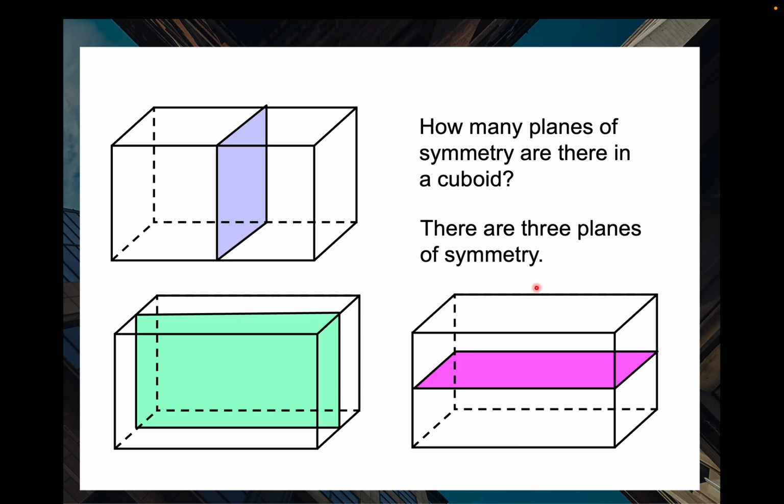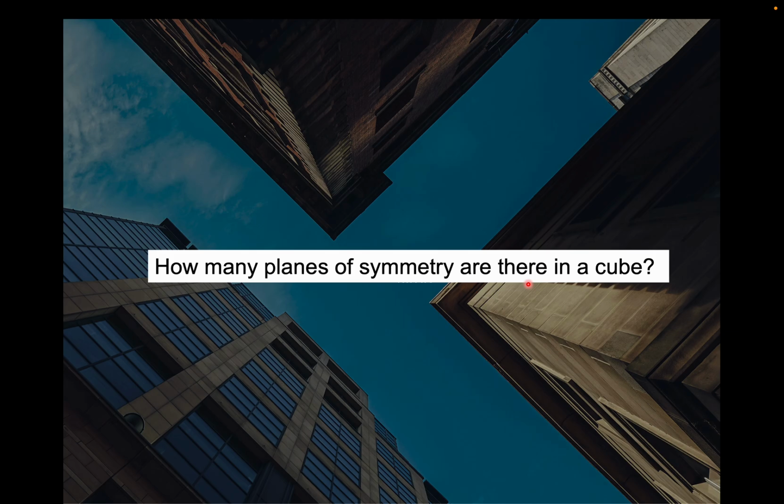So the plane of symmetry is basically the plane that we use to cut the shape so that the pieces we have fit into each other. Somehow it looks like the line of symmetry in 2D shapes. So after finding out how many planes of symmetry we have for a cuboid, now we're going to look at the cube.